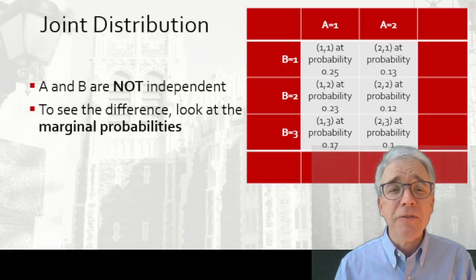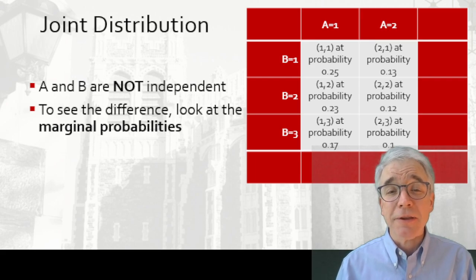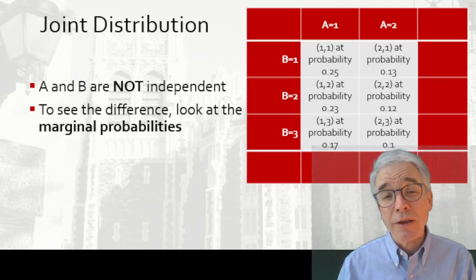Label these as A and B. Now, A here can take the value of 1 or 2, while B can take the value of 1, 2, or 3. What is now the probability of A equals 2 and B equals 3? Table shows that probability is 0.1, 10%. But how would I distinguish that from previously?